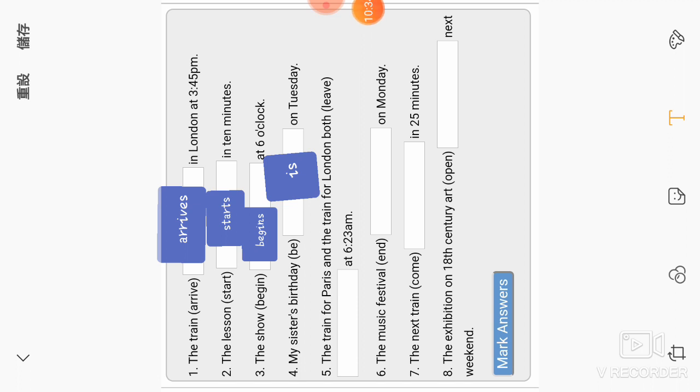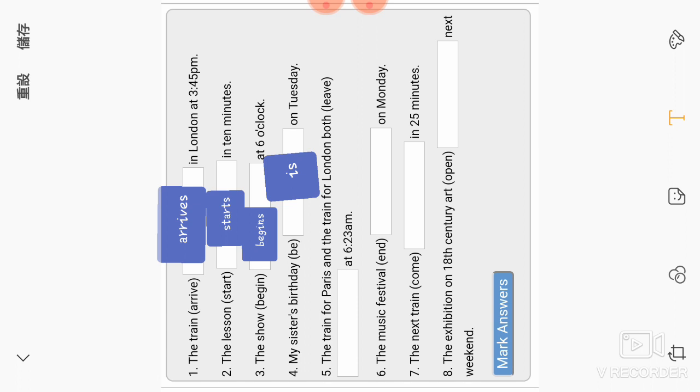Number 5, the train for Paris and the train for London both leave at 6:25 a.m. So now for this one, it's a bit different from the previous sentences because when you look at the subject, the train for Paris and the train for London. So that means how many trains are there? One train or two trains? Yes, there are two trains.